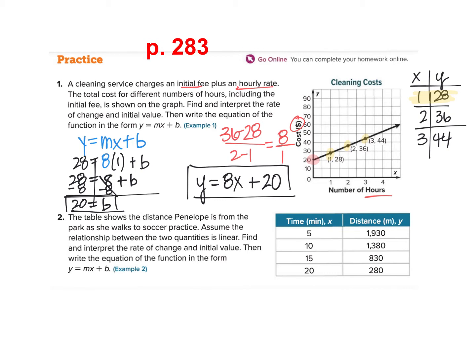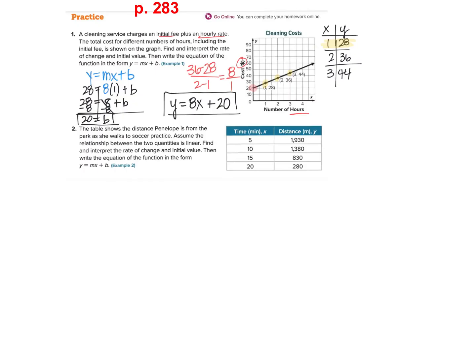All right, let's try number 2 then. Again, that's still in your math book here, so let's try number 2. All right, number 2, it says the table shows the distance that Penelope is from the park as she walks to soccer practice. So it shows how far away she is from the park. So she starts pretty far away from the park and she's going to keep getting closer and closer. Okay, you can kind of see that.